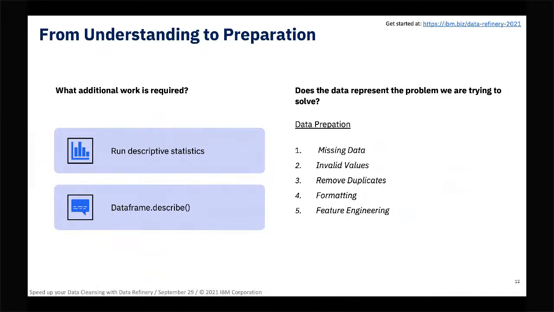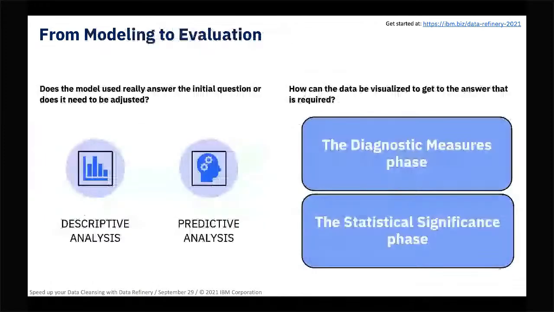This is one of the most, you can say, time consuming phases in the pipeline. Because in this step you need to address issues such as missing values, invalid values, removing duplicate values, and so on. And another thing that we do is feature engineering, which is when we use our knowledge of the data to create features that can make the machine learning algorithms work. And feature engineering is something we'll also be covering in more detail later. Let's move on to the next step, which is from modeling to evaluation.